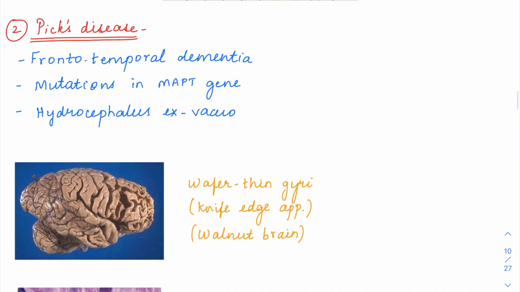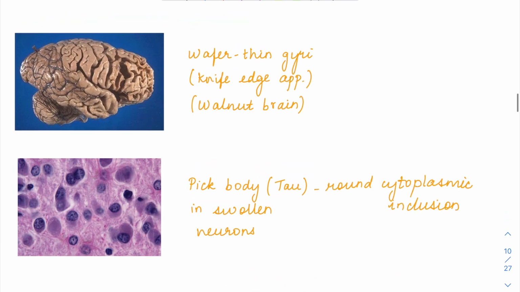Then moving on to the next neurodegenerative disease, which is Pick's disease. So Pick's disease is a frontotemporal dementia. Specifically, it affects the frontal and the temporal regions. And here the mutation is going to affect the MAPT gene. So MAPT is for microtubule associated protein tau.